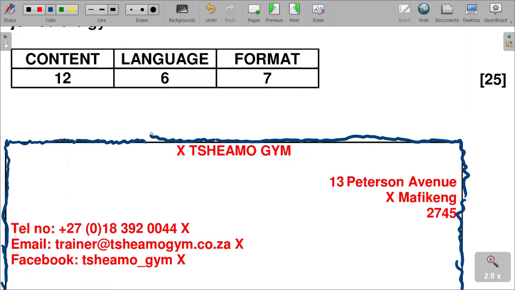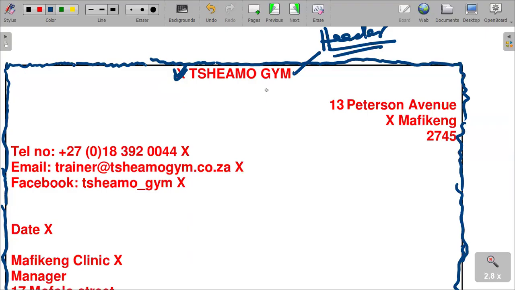So you need to know this can be our letterhead. This can be our header, which is always supposed to be there to identify the name of the gym. This is the name of the gym, Shiamo Gym. So I'm saying this must be given to identify the name of the gym there. And then there's a formal letter. You are putting the address where you are found, and then check here, it's the personal address here, and then telephone, email, Facebook.